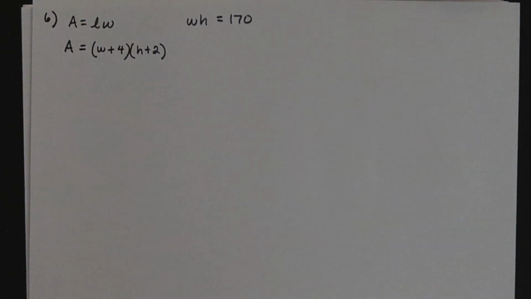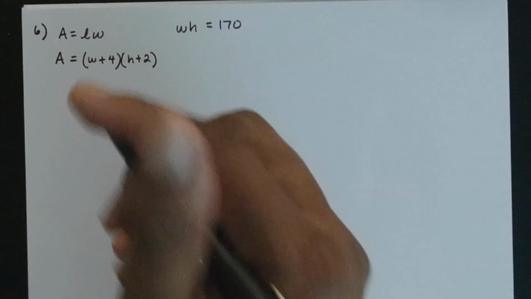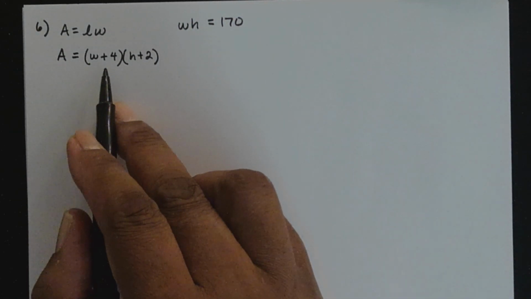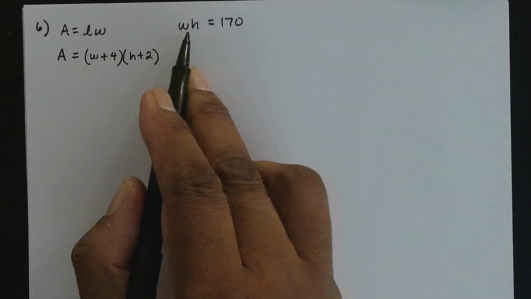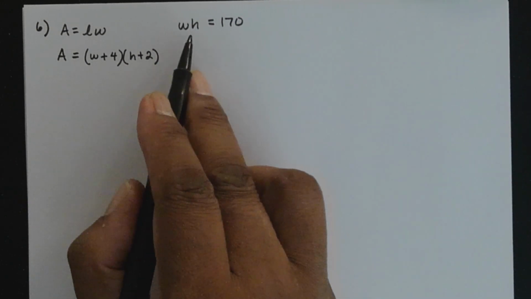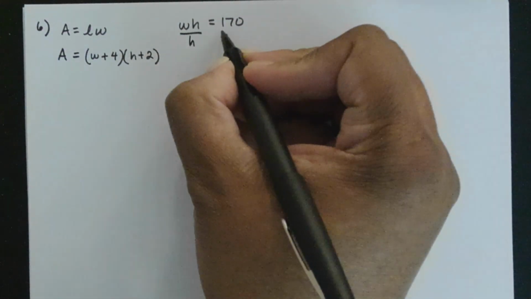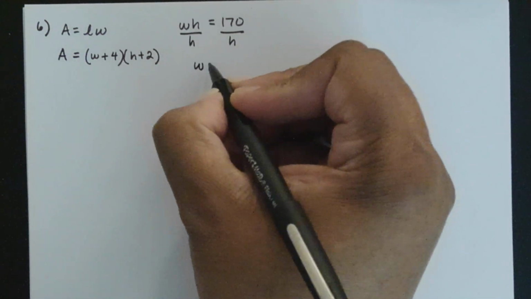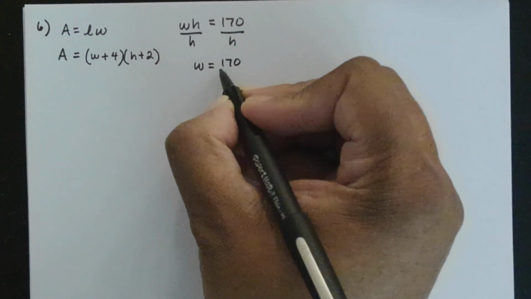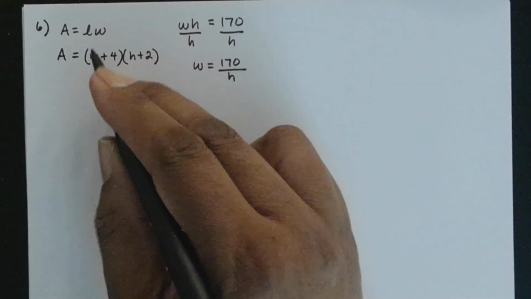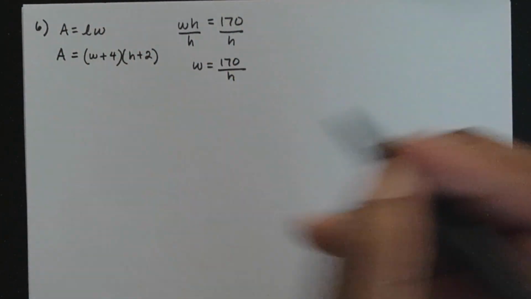Okay. Now here's what I'm going to do here. I want this equation in terms of H. That means I need to solve for this W times the width times the height, W times H equals 170. I need to solve for W. And to do that, I need to divide both sides by H. So that means W is equal to 170 divided by H. Okay. Now I'm going to take the 170 over H and substitute it for this W in this objective formula.